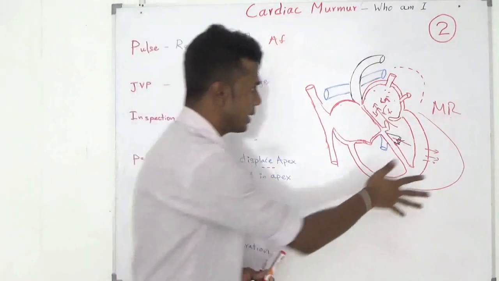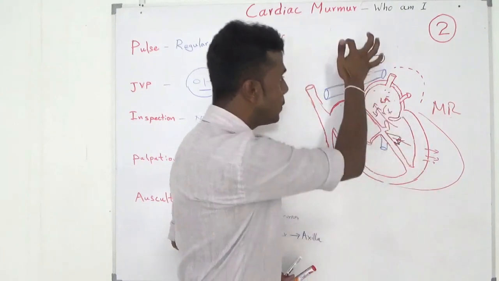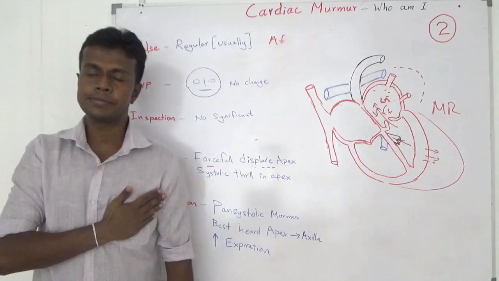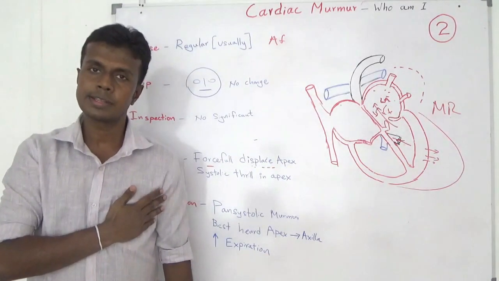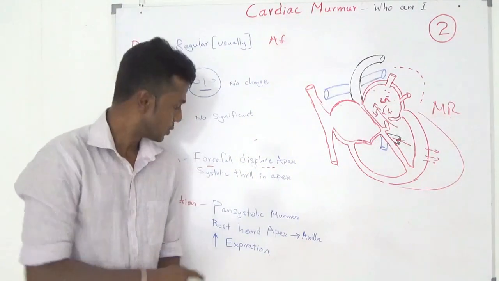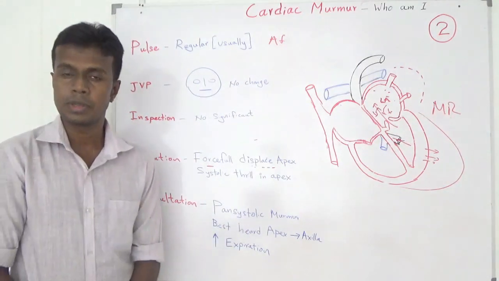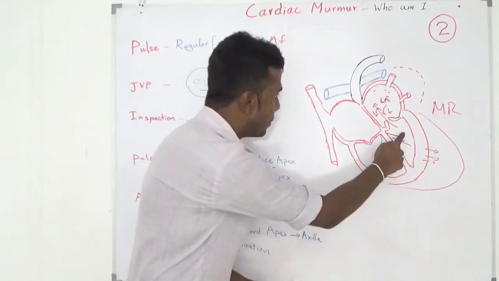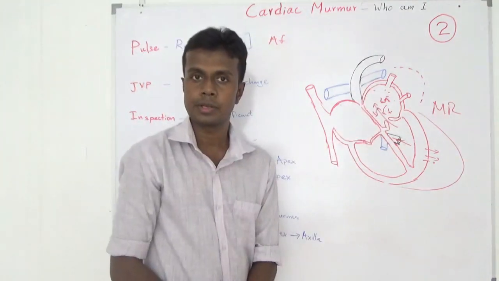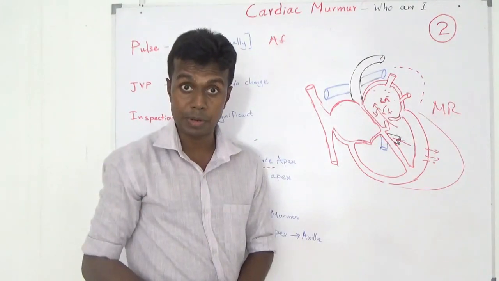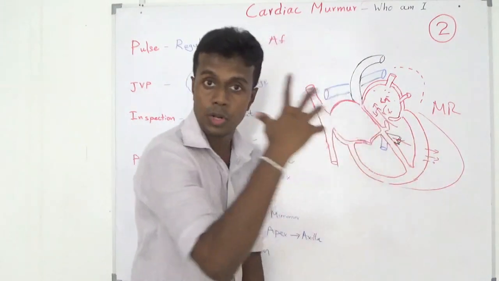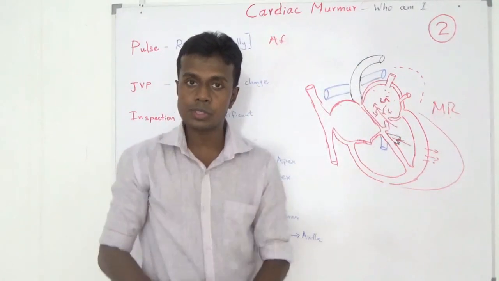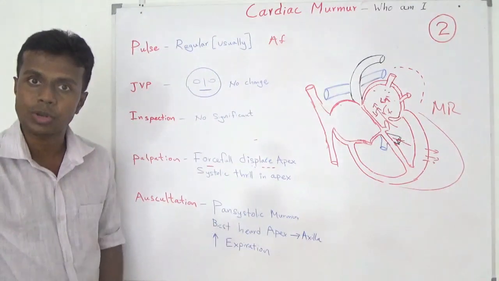If you keep your hand here, because of this turbulent blood flow, what you can feel is a systolic thrill at the apex. Next, the pansystolic murmur. During the whole ejection, blood is regurgitating into the left atrium. During the whole left ventricular contraction time, blood ejects into the left atrium. That produces sound. What you can hear is a pansystolic murmur.